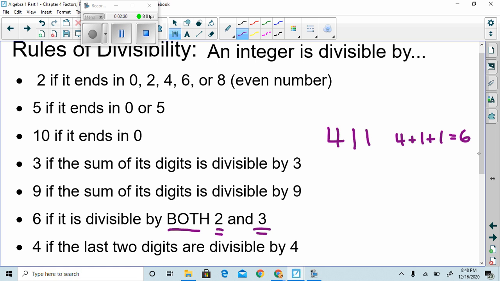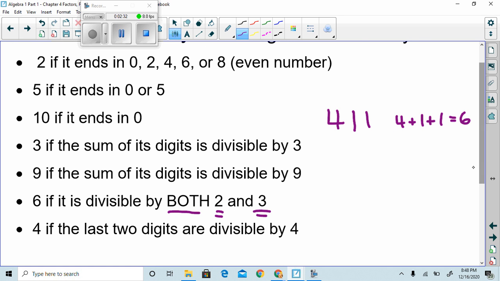And the last one we discussed was how we know if a number is divisible by 4. We can look at just the last 2 digits. So I might have 5,724. Well, the last 2 digits are 24. And if 24 is divisible by 4, which it is, that means that 5,724 is also divisible by 4.